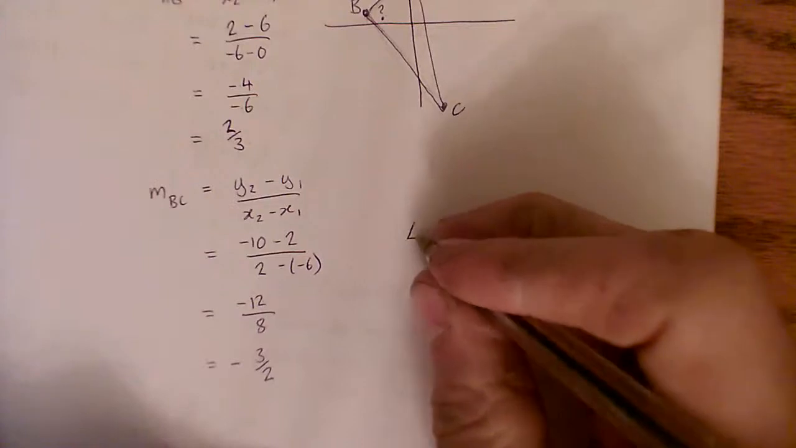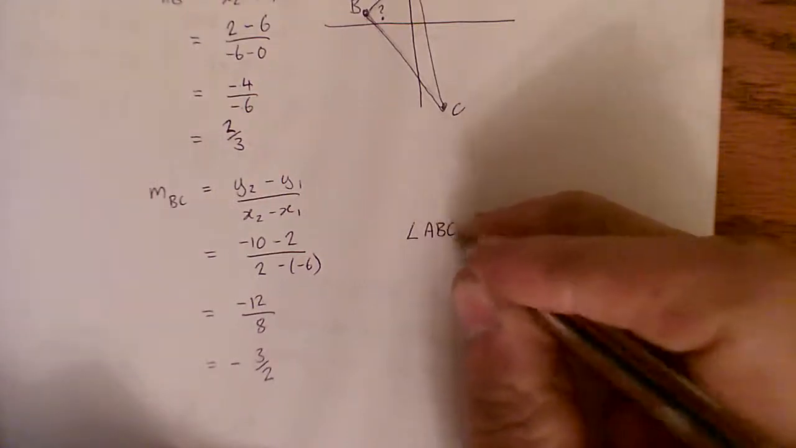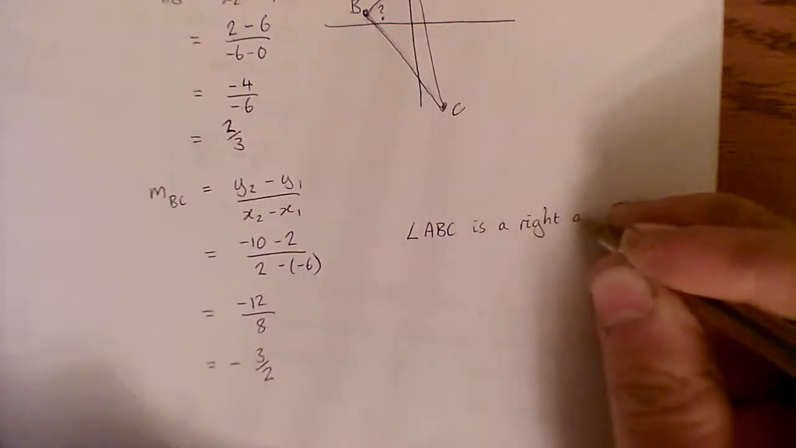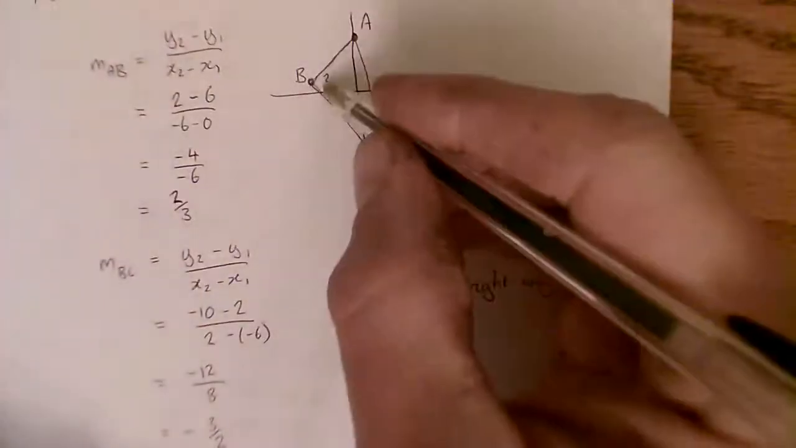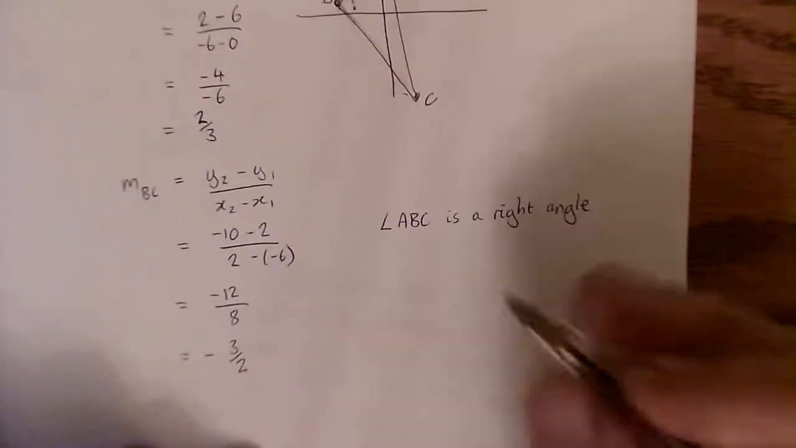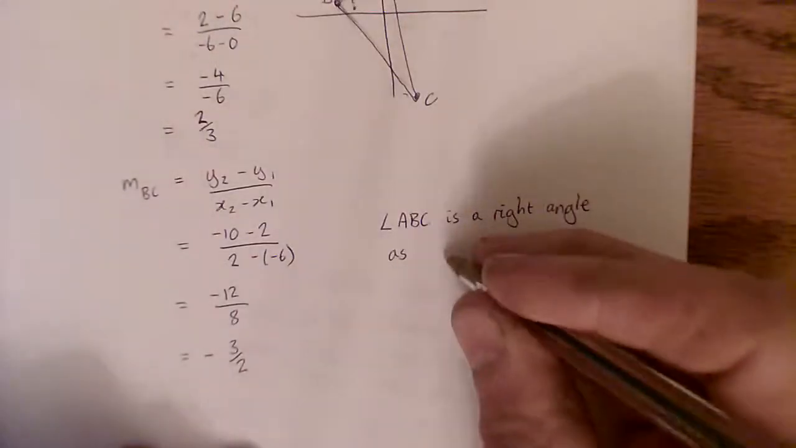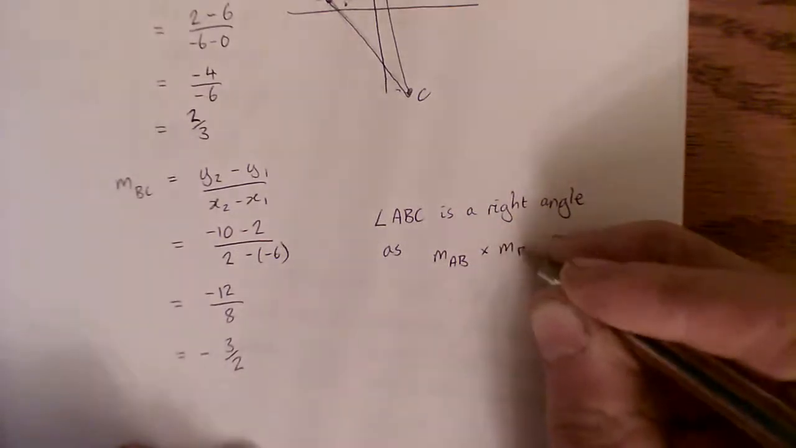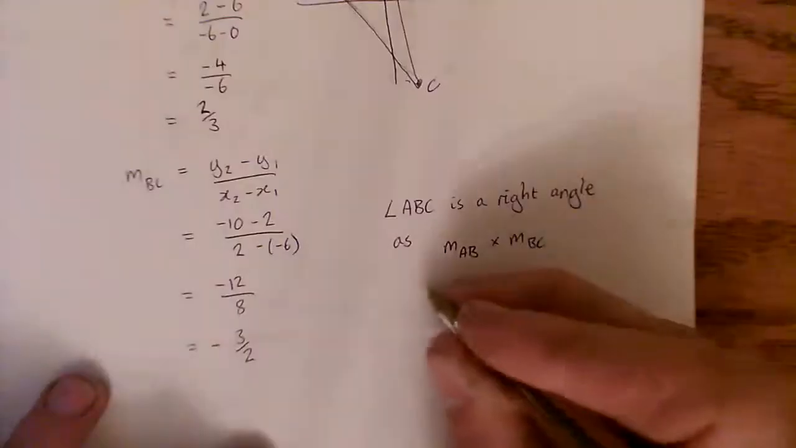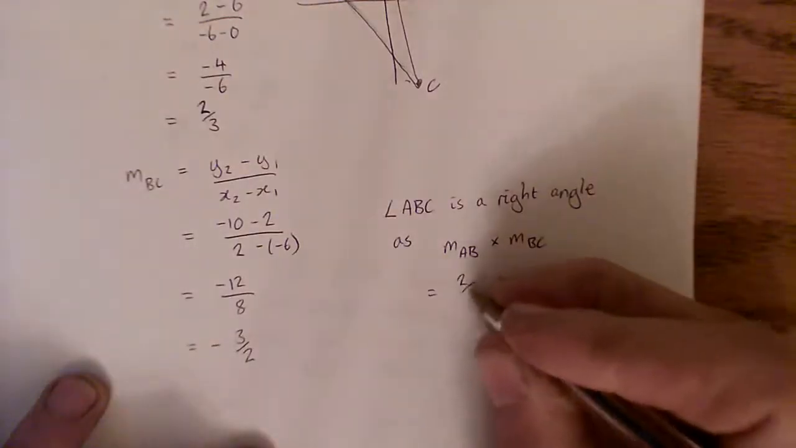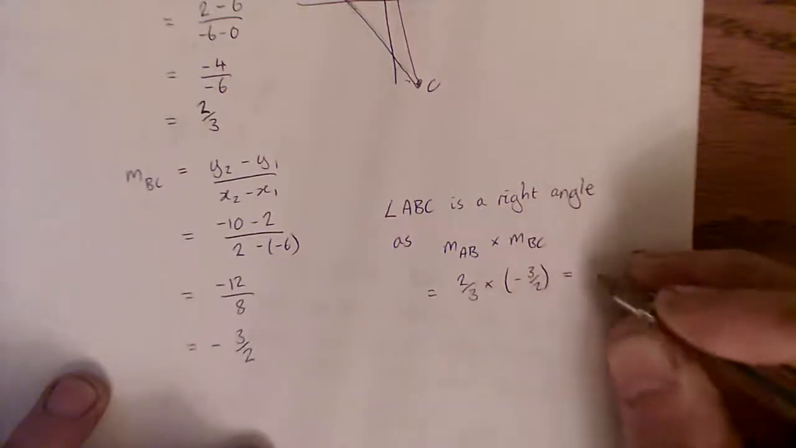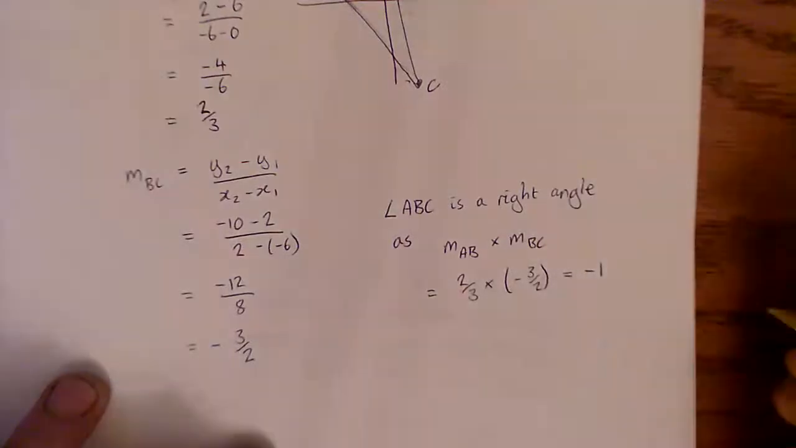So we want to write angle ABC is a right angle. Now, how do we know? So that's angle ABC, which we hope to be a right angle, is a right angle. How do we know it's a right angle? As m_AB times m_BC. So we're going to use that second way of writing our gradient to confirm this. Well, that's 2/3 times minus 3 over 2. And those two multiplied together give us -1. And that's a massive tick.